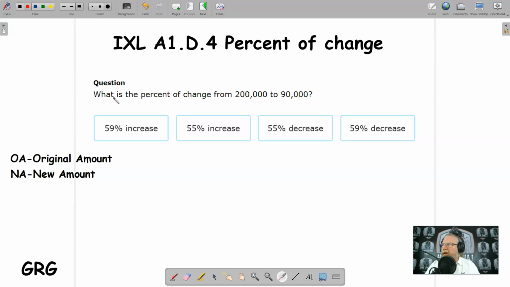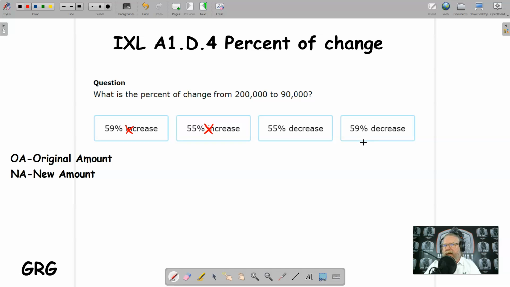So our question is, what is the percent of change from 200,000 to 90,000? And then we're given 4 different choices, a possible increase or decrease. Now, if we go from 200,000 to 90,000, we realize that the number's getting smaller, right? Lesser value, so we know it's a decrease, so we can rule out the increase. The question is, how do we know which one of these decreases are the correct answer?